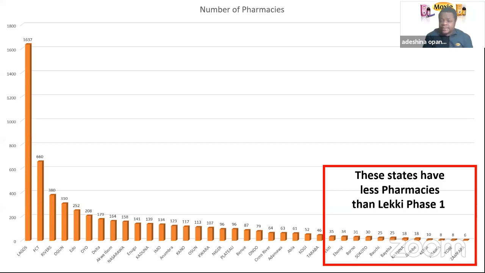But there's something more interesting that I quickly punched together this morning. I said, if we add the number of pharmacies in Kebbi, Jigawa, Yobe, and Zamfara, that's 4 states, it's still not up to the number of pharmacies that are in Lekki Phase 1. So the question now is, is it strictly about the number of pharmacies? I say no, because you don't open pharmacies for opening pharmacy's sake. You open pharmacies to serve a population, a human population.